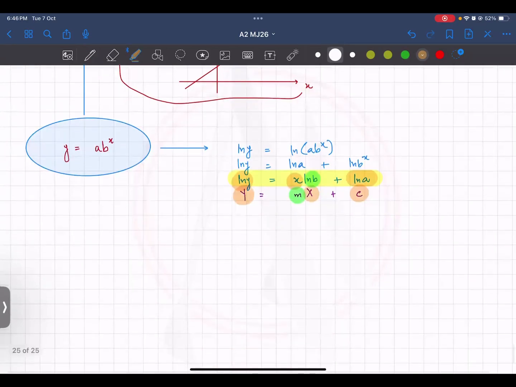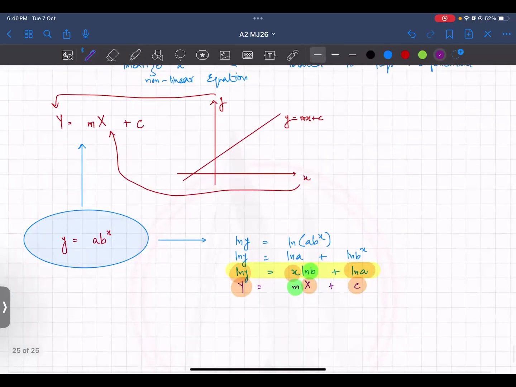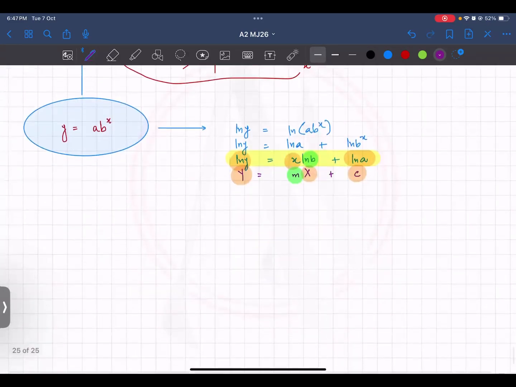But still, if you sketch ln y equals x ln b plus ln a on the Cartesian coordinate system, where your vertical axis is y and the horizontal axis is x, you will still get a curve. Now to linearize it, what do we do? We change the axes as well. Now how would we change the axes?